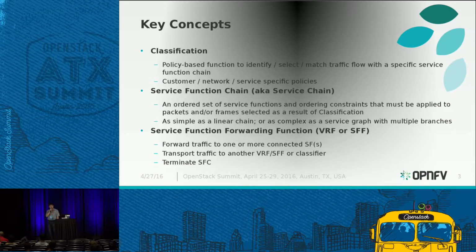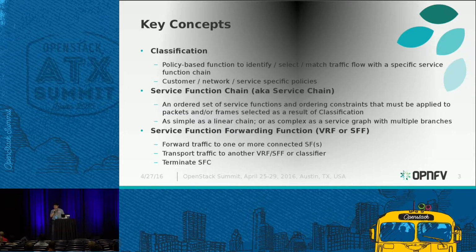It is an ordered list of service functions, especially virtualized network functions, with ordering constraints based on policy, that must be applied in order to the different packets and frames selected as a result of the classification function. So basically a traffic flow goes through different functions, and that is the chain itself. It can be as simple as a linear chain or as complex as a service graph. There is a project in OpenNFV dealing with VNF graph-based service functions, led by Kathy here.